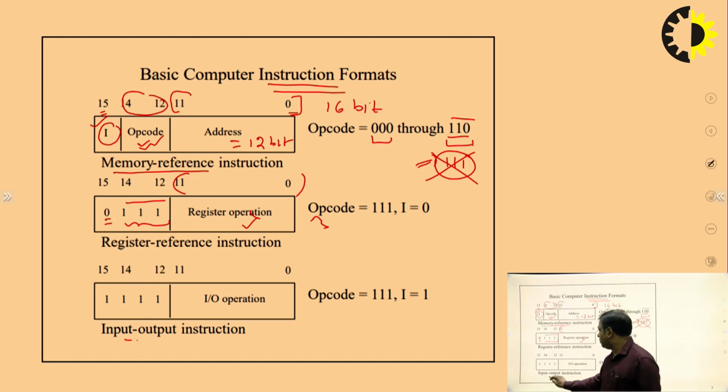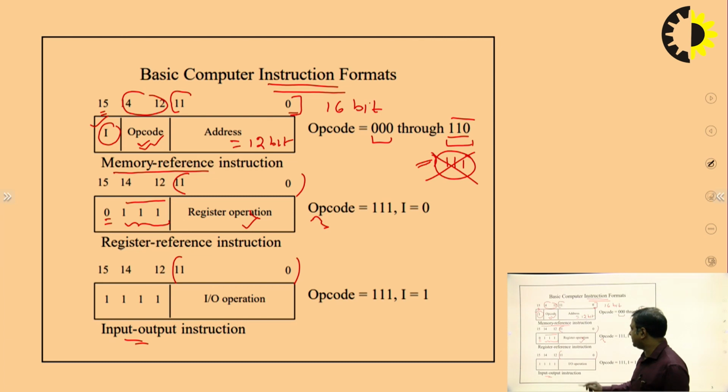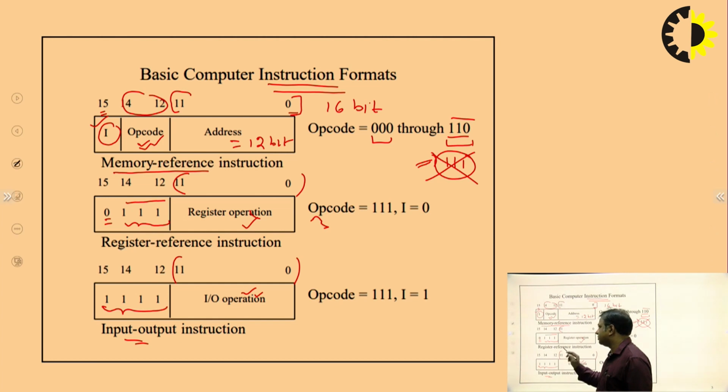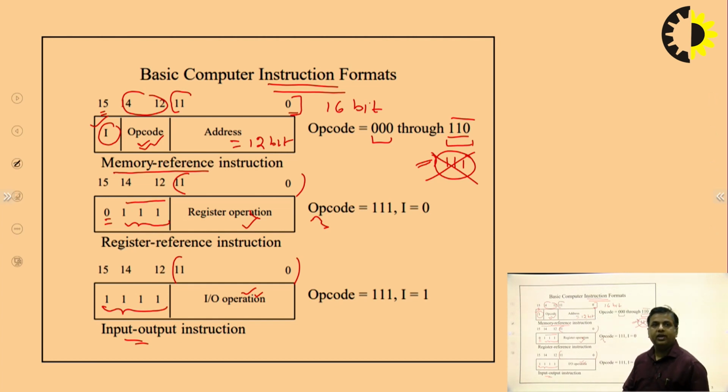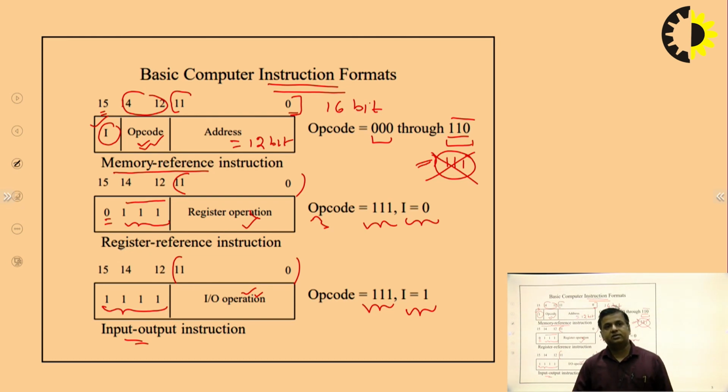Next, in the input output instruction, again bits 0 to 11, that is the first 12 bits, are related to the input output operation, and the last 4 bit pattern is all ones, 1 1 1 1. So now we can easily identify just by seeing the sequence of bits what type of instruction it is, right. Here the opcode is 111 and I equals 0, or the opcode is 111 and I equals 1. So just by analyzing all these formats, I can distinguish the different types of instruction, right.